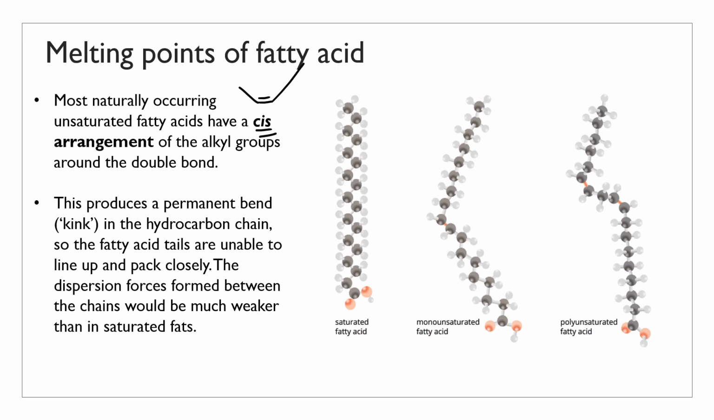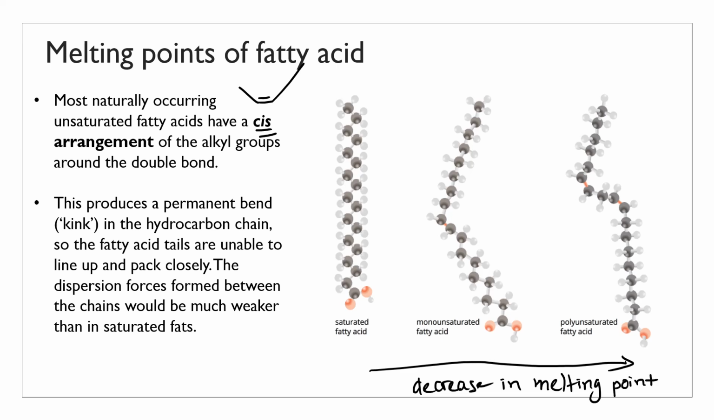The more unsaturated a fatty acid is, the more kinks it may have, so the harder it is to stack. So if I go from saturated to monounsaturated and then polyunsaturated, from left to right, there will be a decrease in melting point. We don't really talk about boiling point for fats. It seems a bit silly because they probably will degrade before they even turn into gas, but it's really melting point that we're talking about. So there will be a reduction in melting point as the fatty acid becomes more unsaturated.